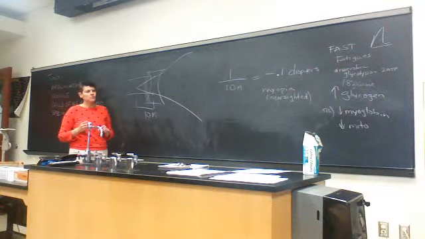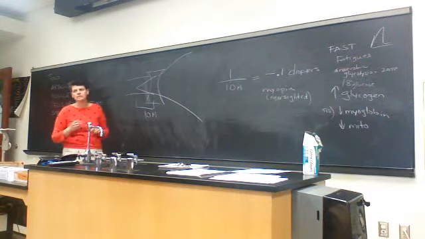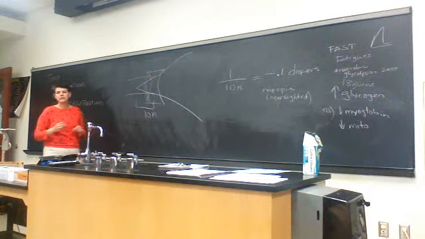What cells are responsible for colored vision? Cones. Where are those typically located? Fovea, right? Where you have your most accurate vision. What light do they function best in? Bright light. Okay.